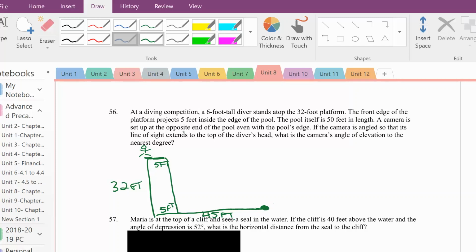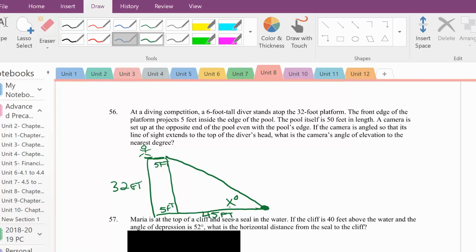A camera is set up at the opposite end of the pool, even with the pool's edge. If the camera is angled so that the line of sight extends to the top of the diver's head, what is the camera angle of elevation? So basically you're trying to find the angle of elevation there.